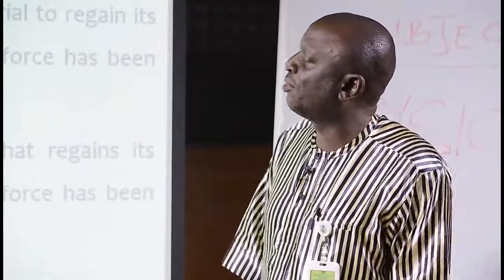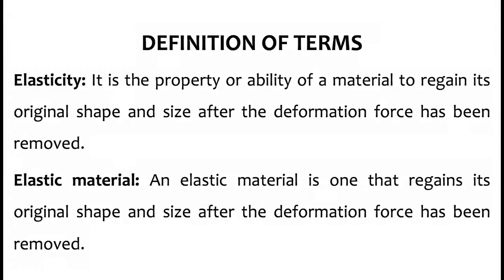We go to definition of terms. One, elasticity. Elasticity is the property or ability of a material to regain its original shape and size after the deformation force has been removed. Next is elastic material. An elastic material is one that regains its original shape and size after the deformation force has been removed.